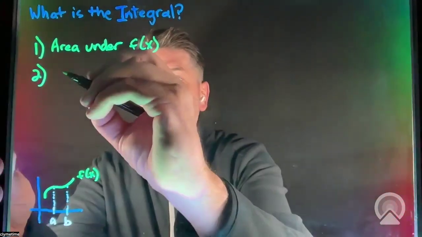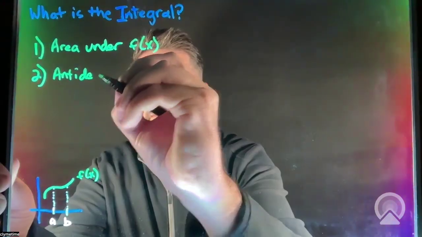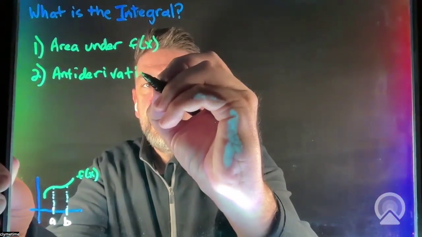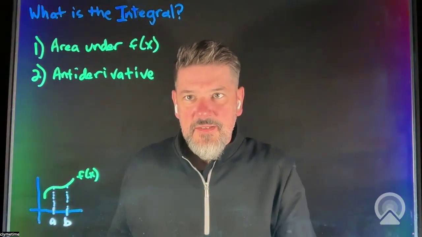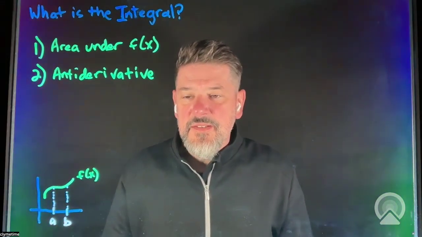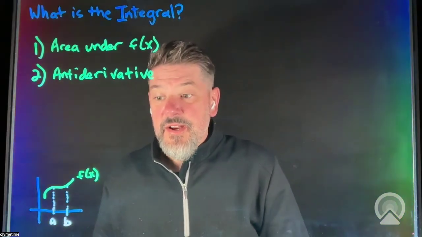And the second thing is it's the antiderivative. Okay, the antiderivative. So if the derivative goes one way, the antiderivative goes the other way. So the integral basically undoes the derivative. All right, well, let's look at the first part, which is the area underneath the curve.